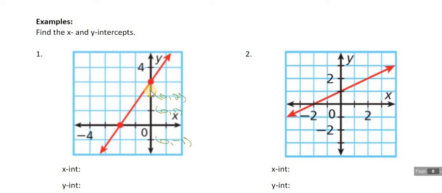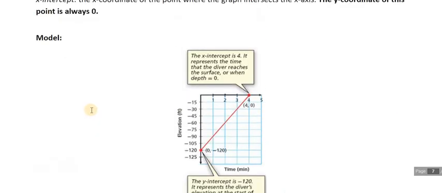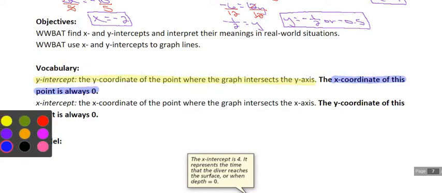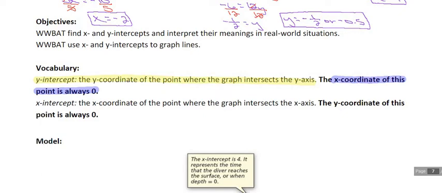So when we look at this, everywhere on the y-axis, no matter what point we pick, the x-coordinate is always 0. Okay, so that's why with this definition up here, the y-intercept is the y-coordinate of the point where the graph intersects the y-axis, and the x-coordinate is always 0, like we just displayed. What about the x-intercept? Well, the x-intercept is the x-coordinate of the point where the graph intersects the x-axis, and at this location, the y-coordinate is always 0.